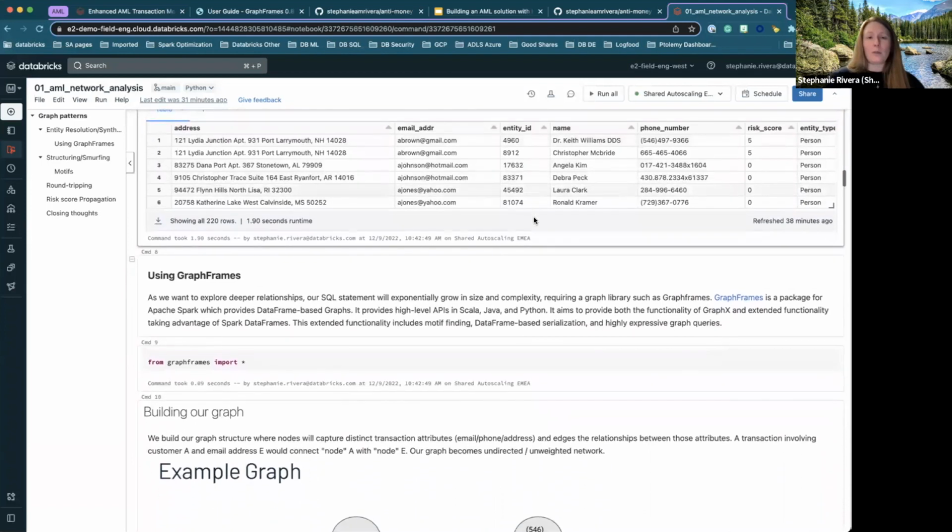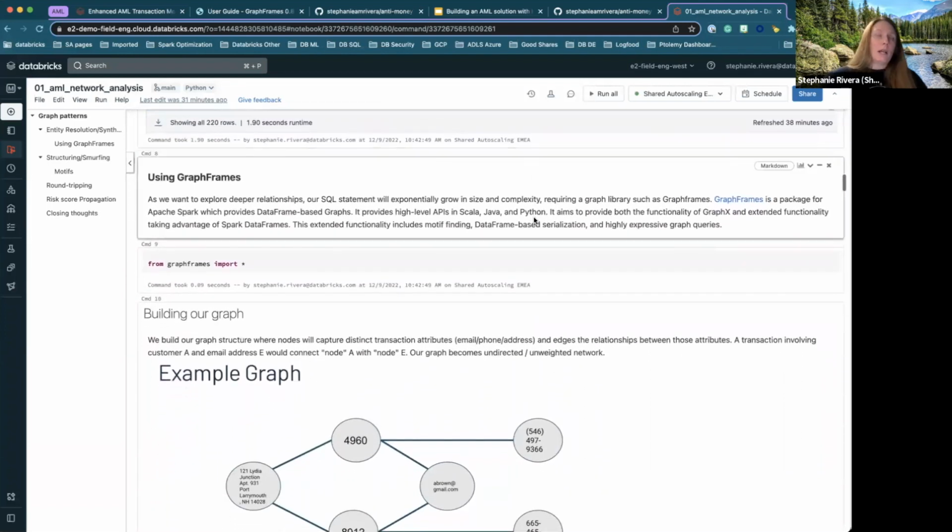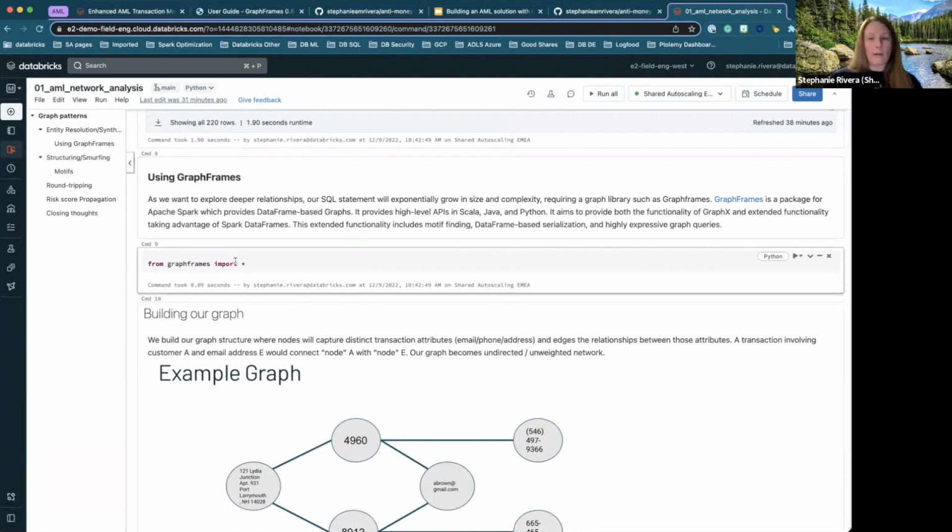Okay, so Graphframes. Graphframes actually make analyzing our data a lot easier because our SQL statements can get super complex to try to accomplish what you can with Graphframes. And so we go ahead and import the Graphframes here.